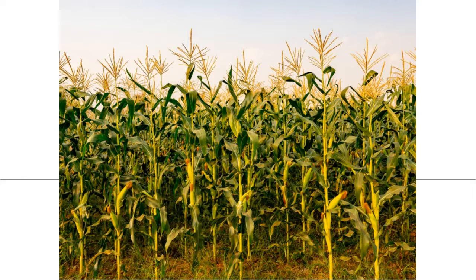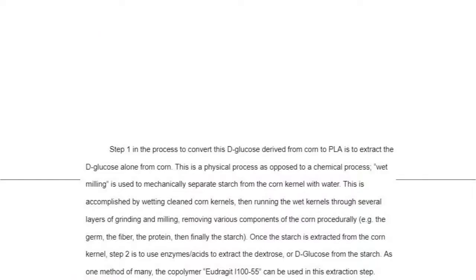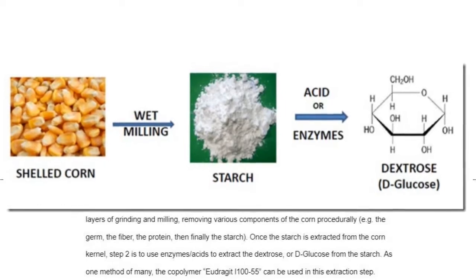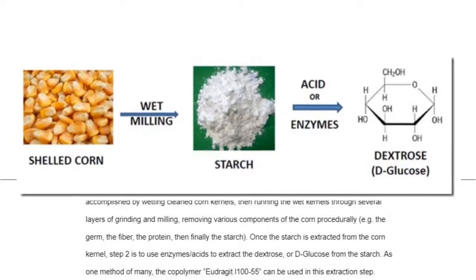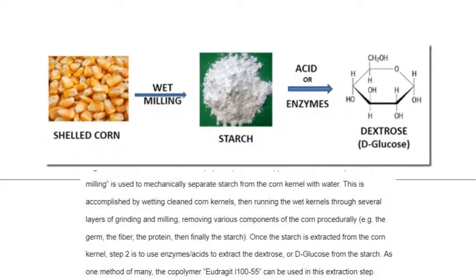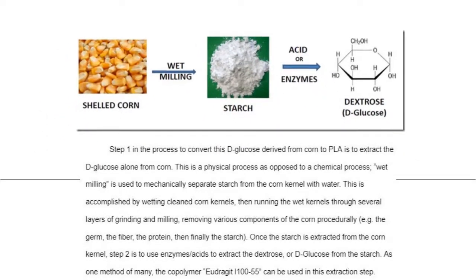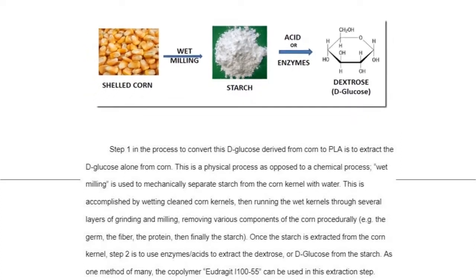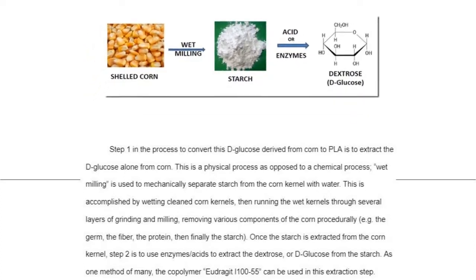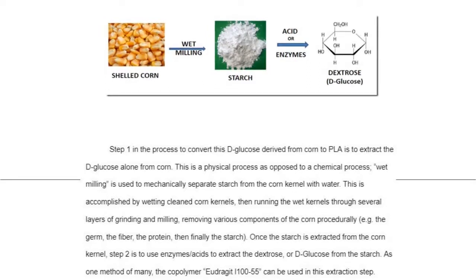Step 1 in the process to convert this D-glucose derived from corn to PLA is to extract the D-glucose alone from corn. This is a physical process as opposed to a chemical process. Wet milling is used to mechanically separate starch from the corn kernel with water. This is accomplished by wetting cleaned corn kernels, then running the wet kernels through several layers of grinding and milling, removing various components of the corn procedurally. For example, the germ, the fiber, the protein, and then finally the starch. Once the starch is extracted from the corn kernel, step 2 is to use enzymes or acids to extract the dextrose, or D-glucose, from the starch. As one method of many, the copolymer Ergonet 155 can be used in this extraction step.